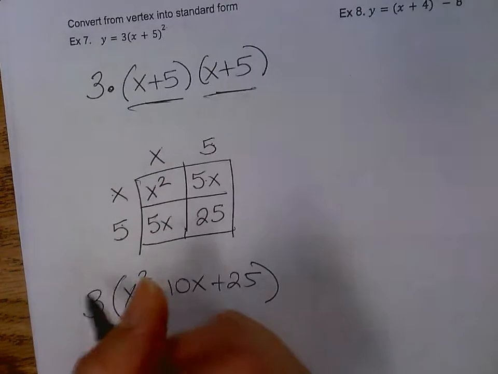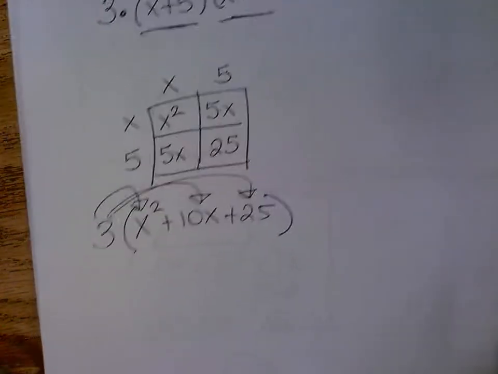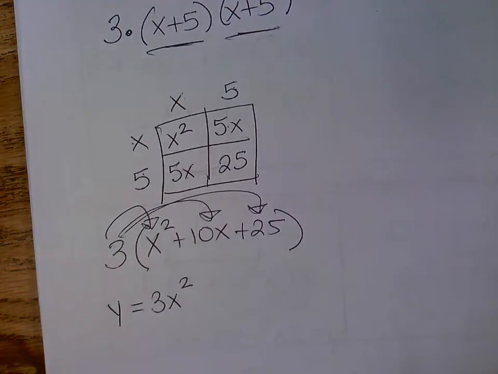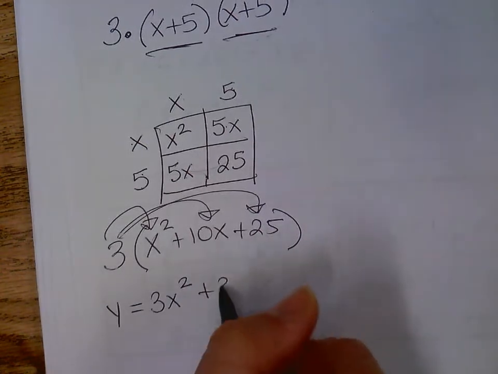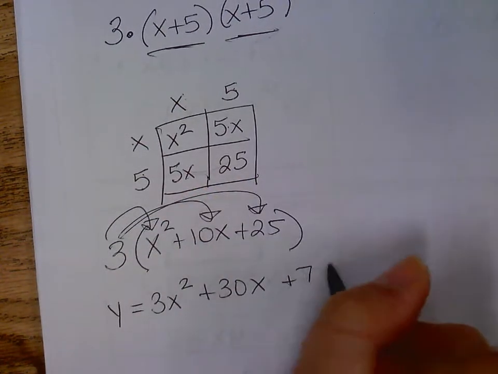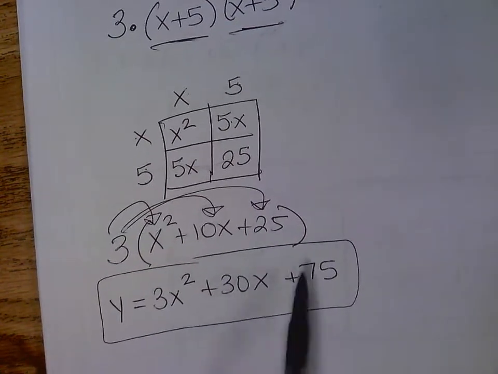Now you're going to distribute your 3 into the parentheses. So your final answer would be 3x squared. Then I have to do 3 times 10x, so plus 30x's, and then 3 times 25, plus 75. So this is the type of equation we're going to look at today.